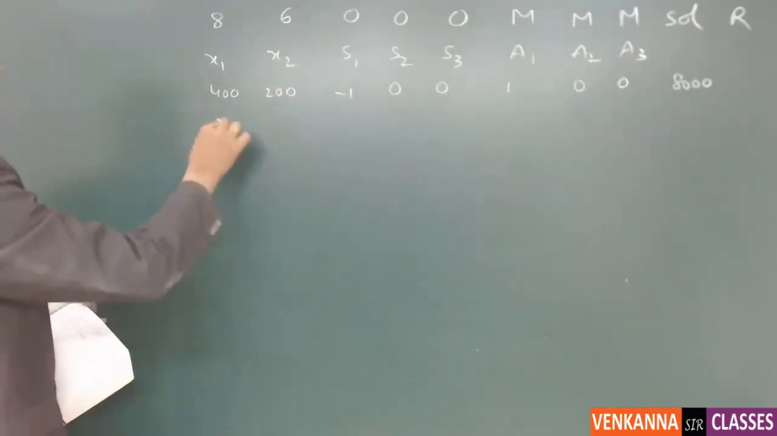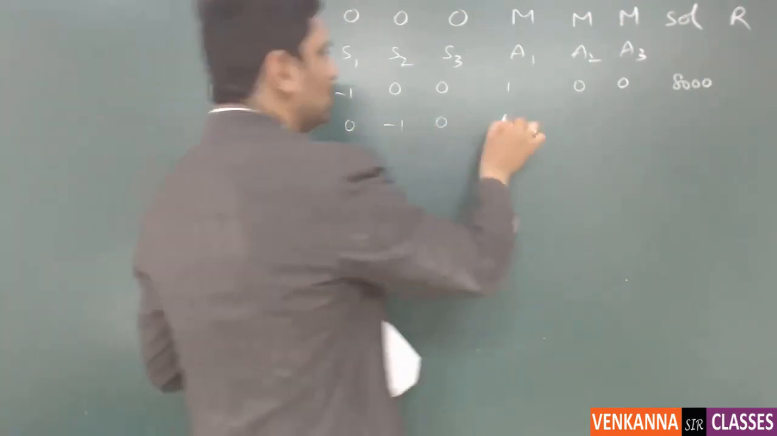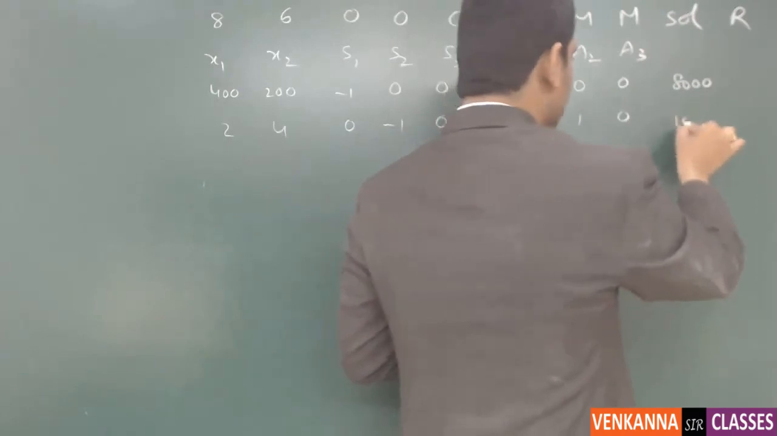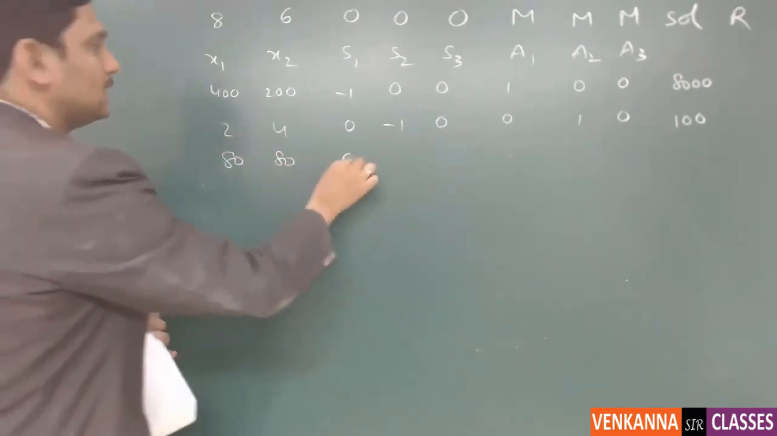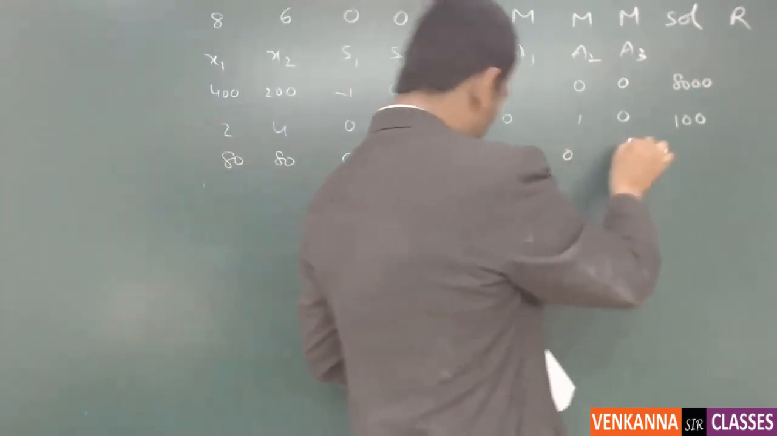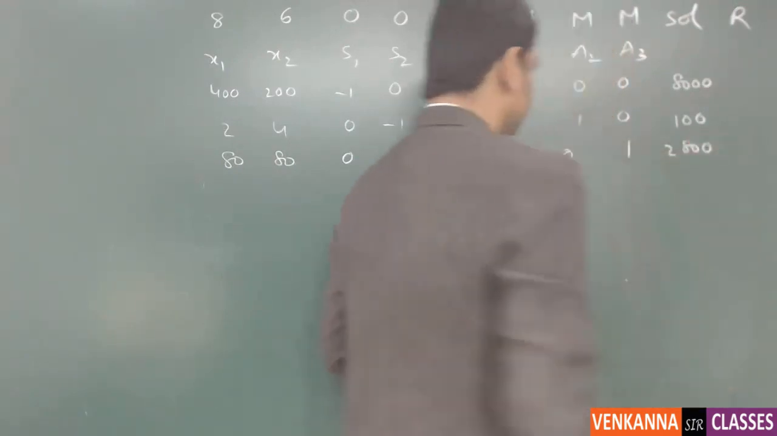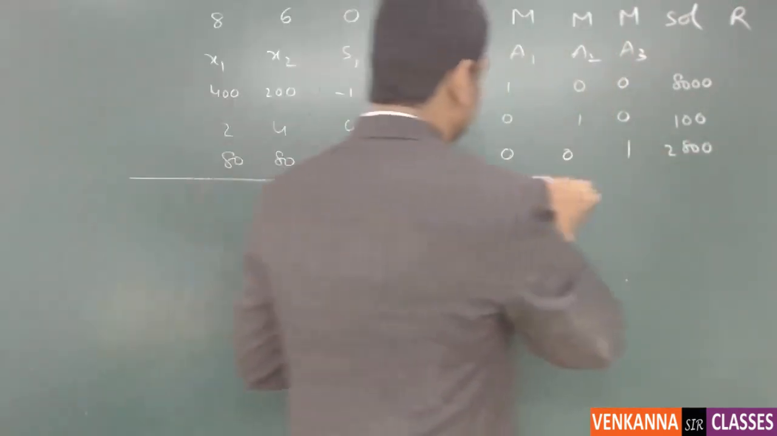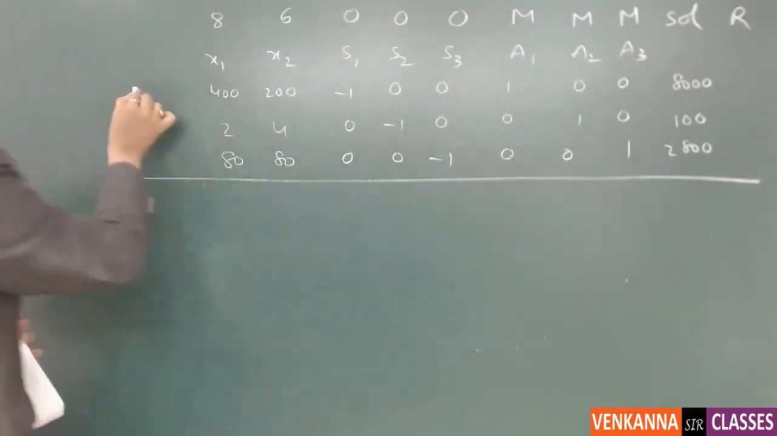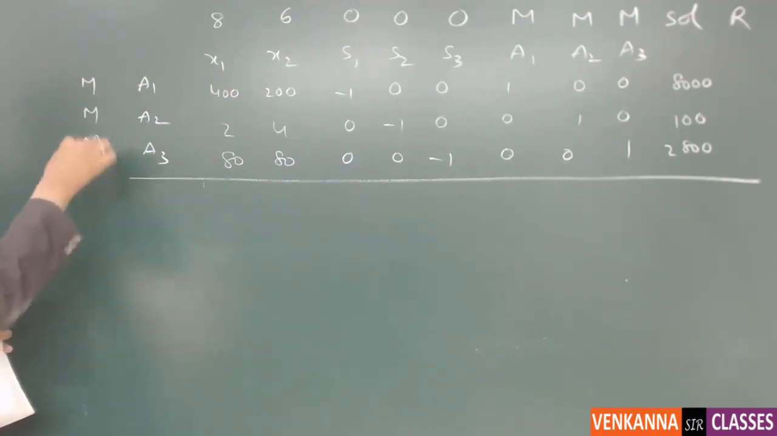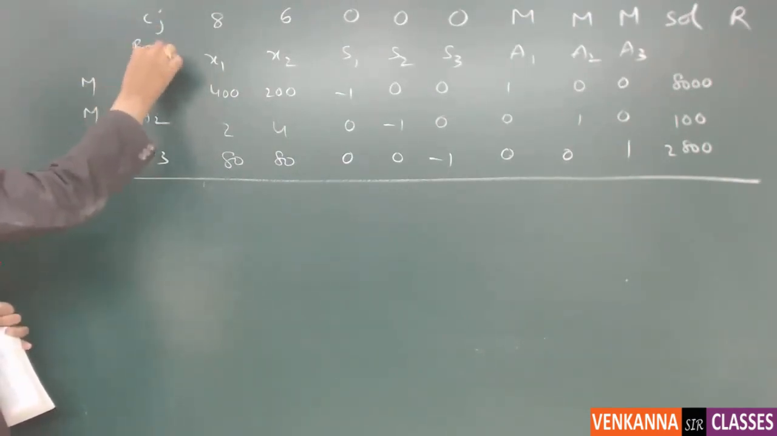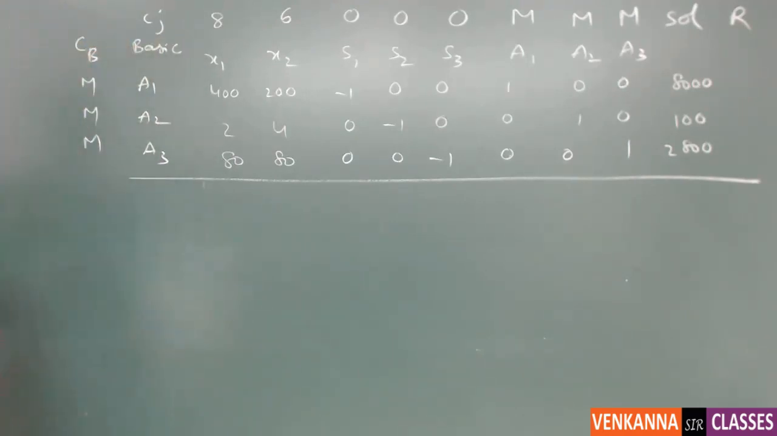And again here, 2, 4, 0, minus 1, 0, 0, 1, 0, and the value is 100. And then 80, 80, 0, 0, minus 1, 0, 0, 1, and here you have 2800. You are doing the iterations with A1, A2, A3 with coefficients M. These are Cj values, these are basic variables, basic coefficients. Is this clear now for everyone?